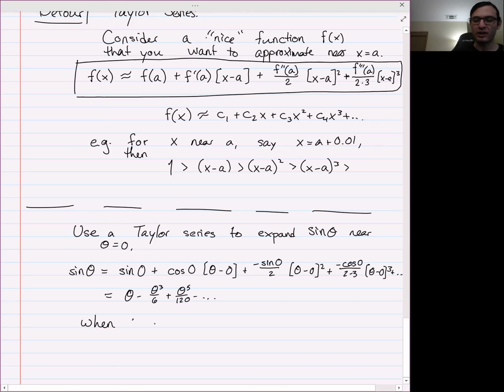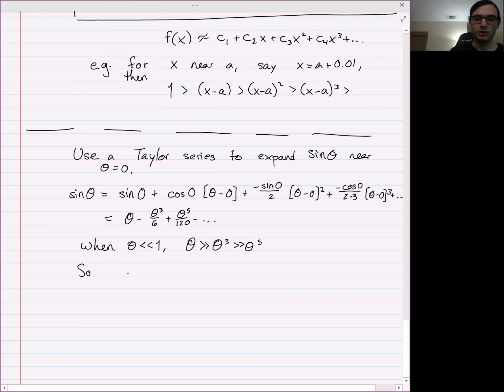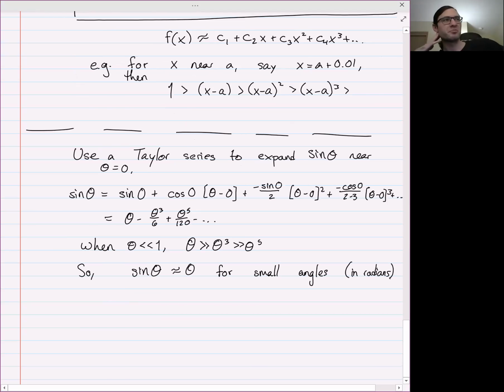And so when theta is close to 0, when it's significantly smaller than 1, the first term, theta, is a lot bigger than theta cubed, which is a lot bigger than theta to the 5th. So the whole point of this is that sine of theta is very nearly just theta for small angles. Note that, by the way, this is in radians. This does not work if you are using degrees.